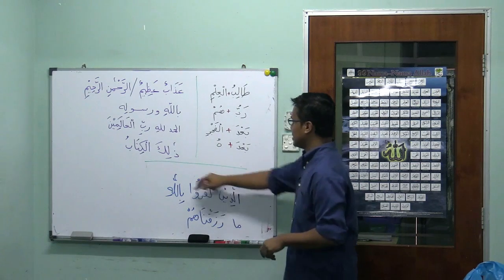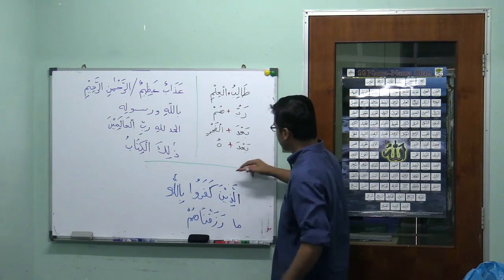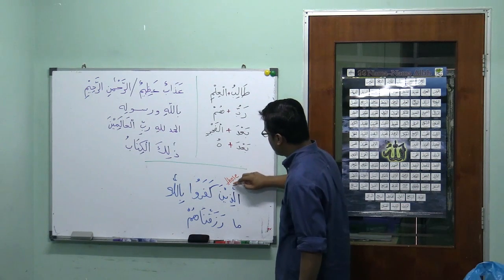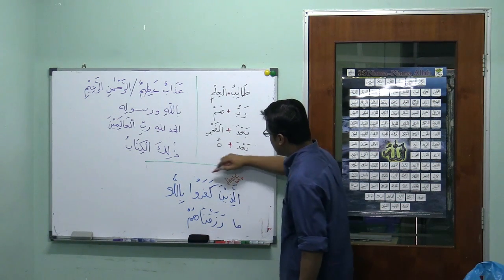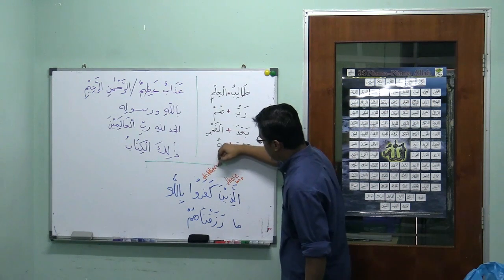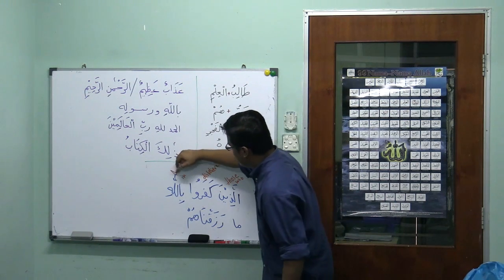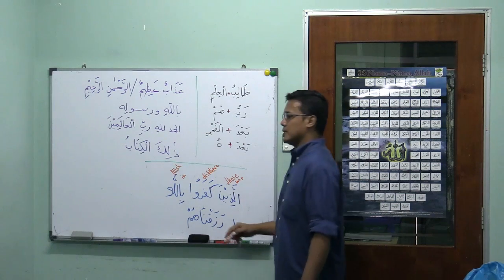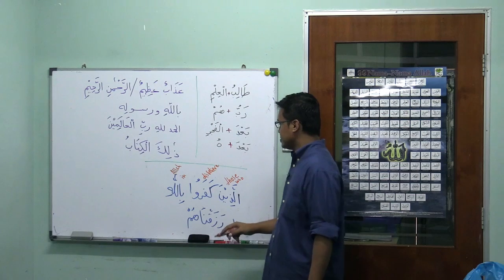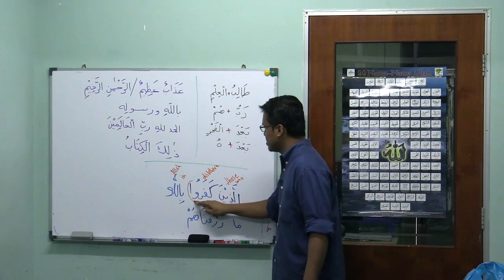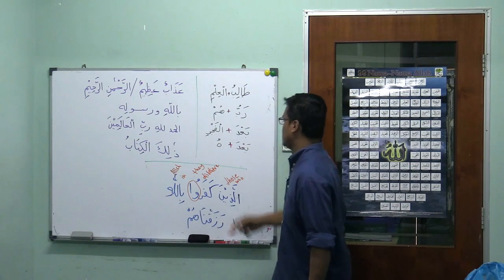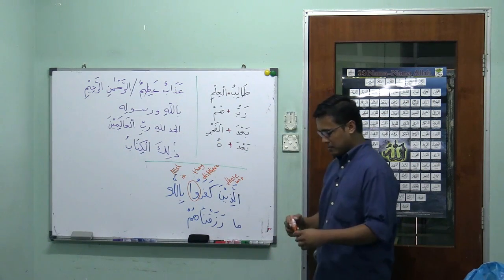What's the meaning of alladhina kafaru billah? Those who disbelieve in Allah. Okay. Waw alif. What's the meaning of waw alif here? They, right? They. Okay.